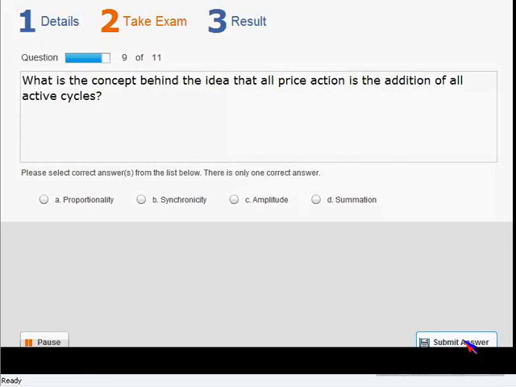Number 9, what is the concept behind the idea that all price action is the addition of all active cycles? This is more classical theory, technical analysis. A, proportionality, B, synchronicity, C, amplitude, and D, summation. I would say the answer is in the question. Addition? D, right. All right.